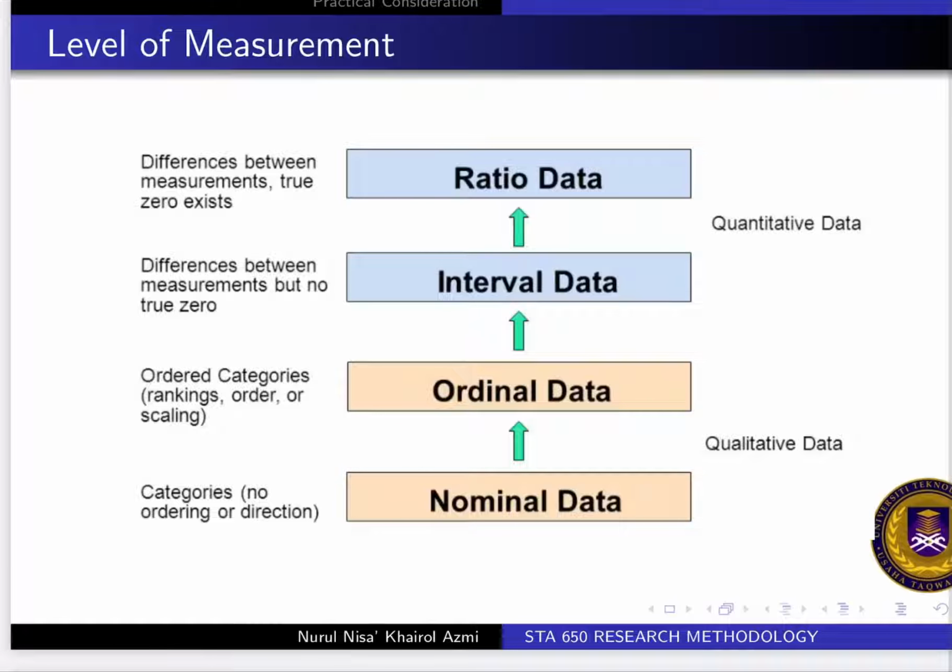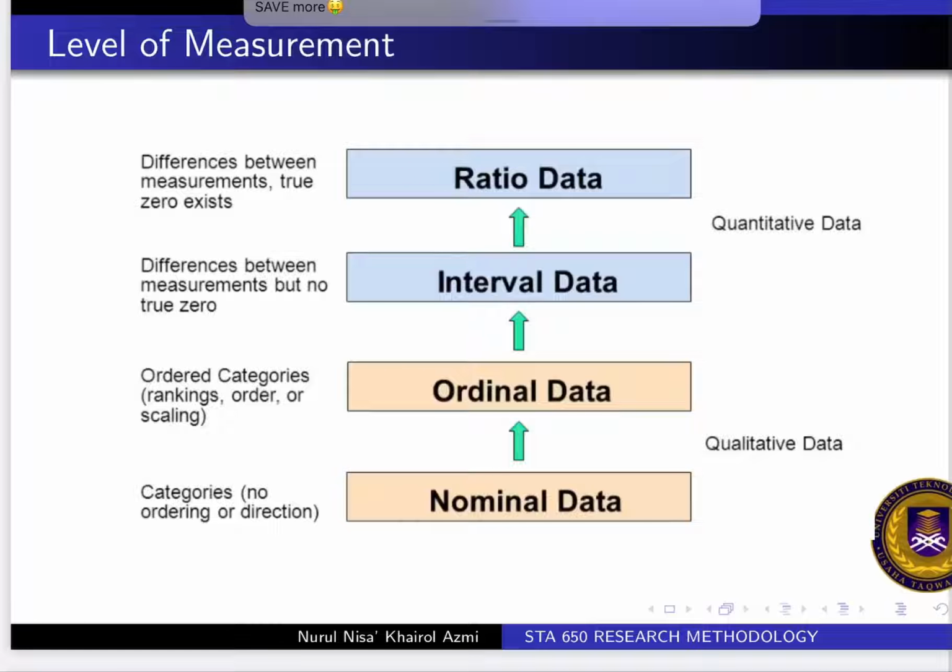What are the differences among these 4 levels of measurement? Nominal and ordinal fall under qualitative data. Nominal is categorical data, but there is no ordering or direction. Examples of nominal data are gender, religion, type of cars, and so forth. It must be in a category, but with no ordering or direction. For example, gender doesn't mean that male is better than female.